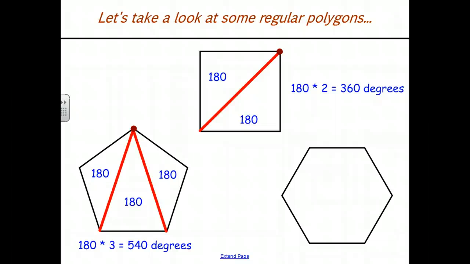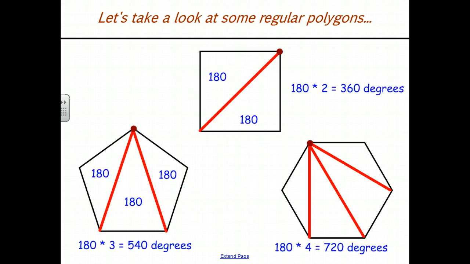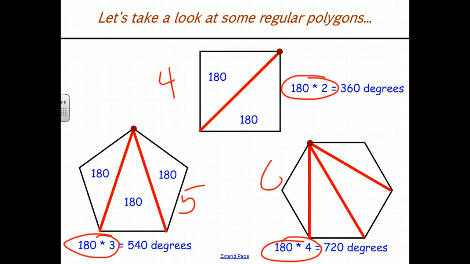Well, if you take one vertex, let's take the vertex here, and draw a diagonal to each vertex that it isn't already connected with, you have 1, 2, 3, 4 triangles, and 4 times 180 is 720 degrees. And what that gives us, because when we look at all three polygons that we used, we can see this is 180 times 2, and there are 4 sides. This is 180 times 3, and there are 5 sides. This is 180 times 4, and there are 6 sides. And in general, that is true.